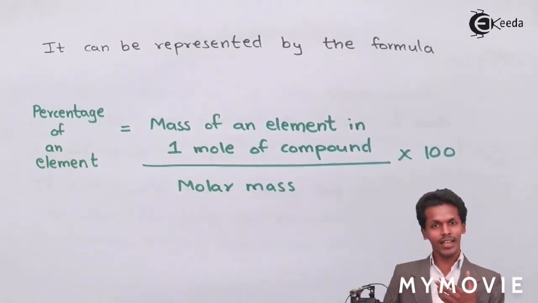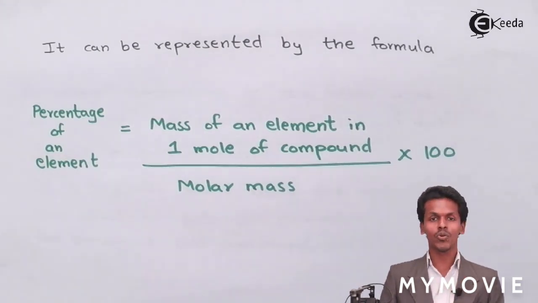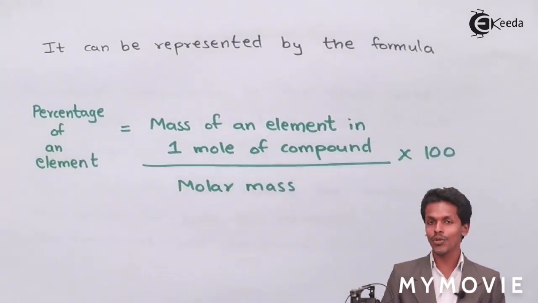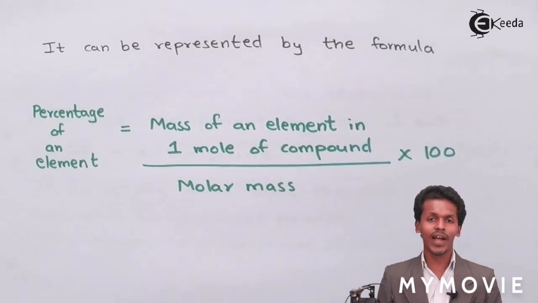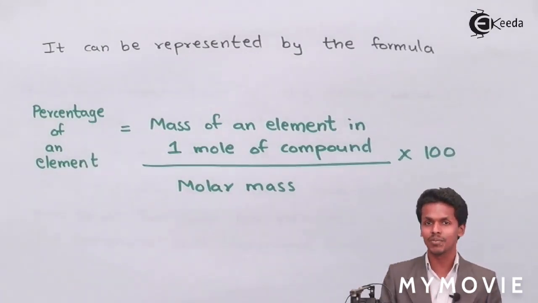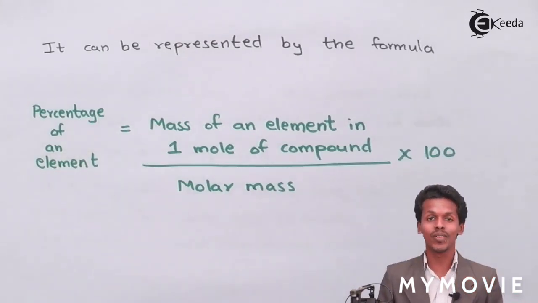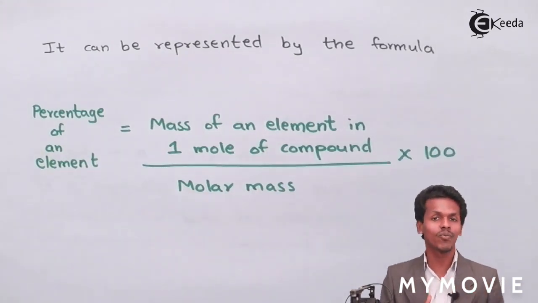So let me give you an example. Suppose for the H2O molecule, you have to calculate the percentage composition of hydrogen. As you know, there are 2 hydrogen atoms in the water molecule. When I am talking about 1 mole of water, the molar mass of hydrogen is 1, but there are 2 hydrogen atoms. So 2 divided by the molar mass of the whole molecule, that is 18. So 2 divided by 18 into 100. You'll get a value of around 11.11.